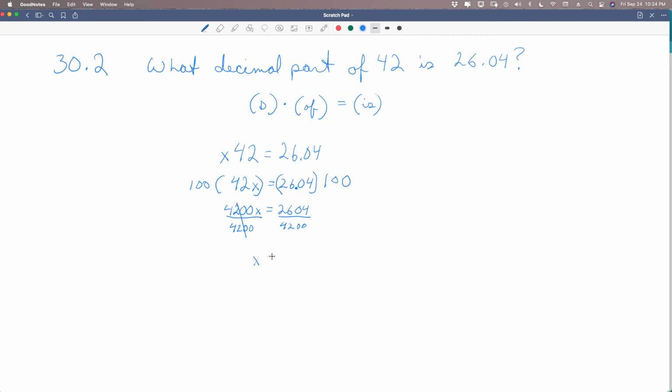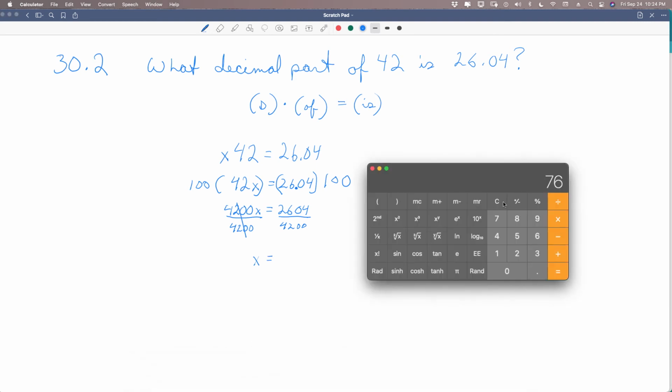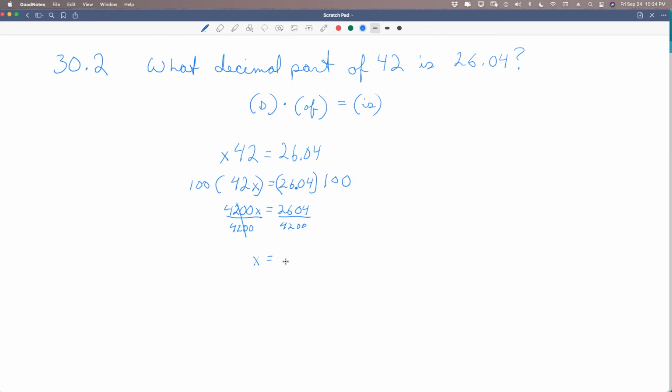This cancels, so x becomes, let's see what x becomes. We're just going to do the calculation. 2604 divided by 4,200 equals 0.62. All right, so 0.62 could also equal 62 over 100 because there's 2 decimal places. Now, the reason I did that is because we can't reduce 62, but we can reduce this. 62 divided by 2 is 31. And 100 divided by 2 is 50. So when you turn it into a fraction, you can reduce it to a smaller fraction. Whereas with this number, it just kind of has to stay there.